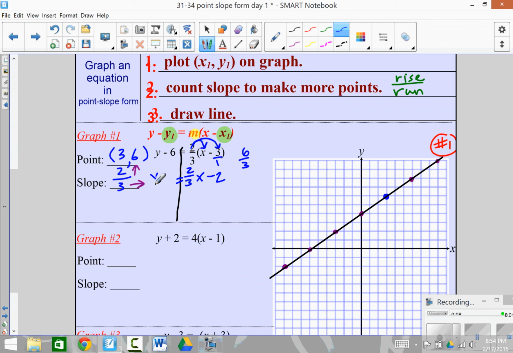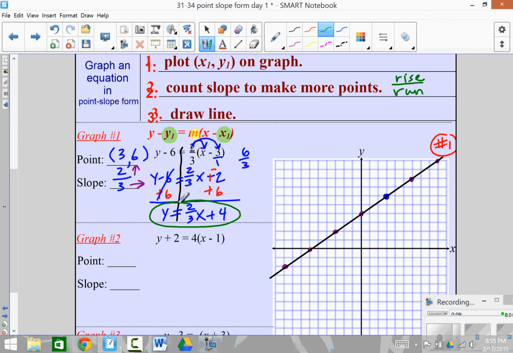This side is still y minus 6. I'm going to undo this minus 6 by adding 6 to both sides. Keep in mind, that's a -2. Final rewritten form for y equals mx plus b: the 6's cancel out. We're going to get y equals 2/3 x. -2 plus 6 is +4. So our y equals mx plus b is y equals 2/3 x plus 4.